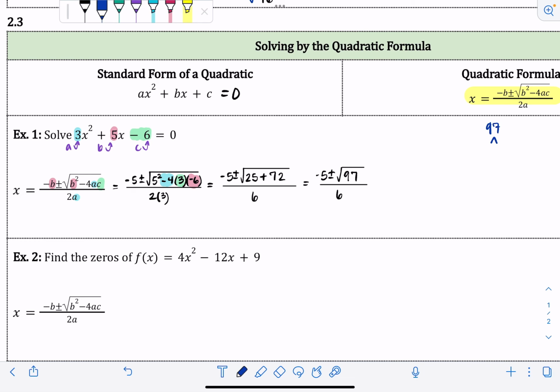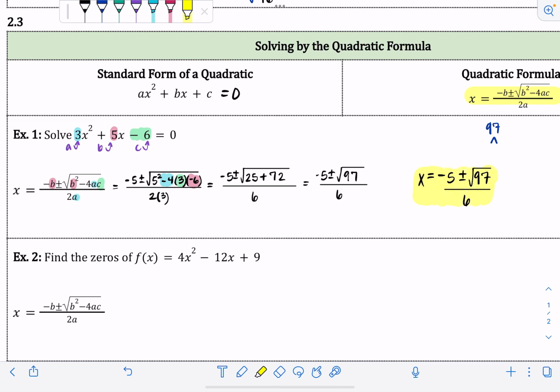But I'm going to say that the square root of 97 can't be simplified. It doesn't have any perfect square factors. So our final answer would be -5 plus or minus the square root of 97 over 6.